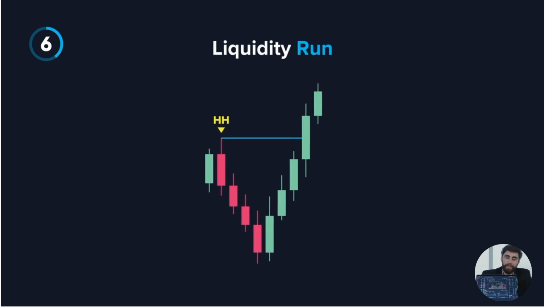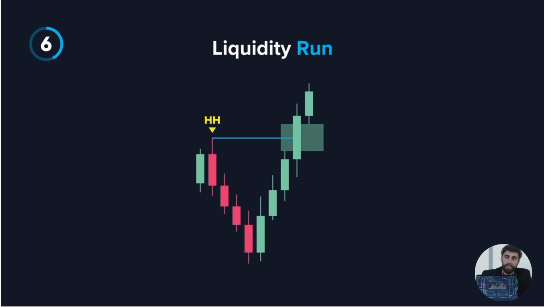And as for fair value gaps, we want to see a bullish FVG form within the move that broke through the liquidity level, as this will create the strongest type of FVG we can find, because it has the confluence with a liquidity run, which makes it a very high probability area of support.